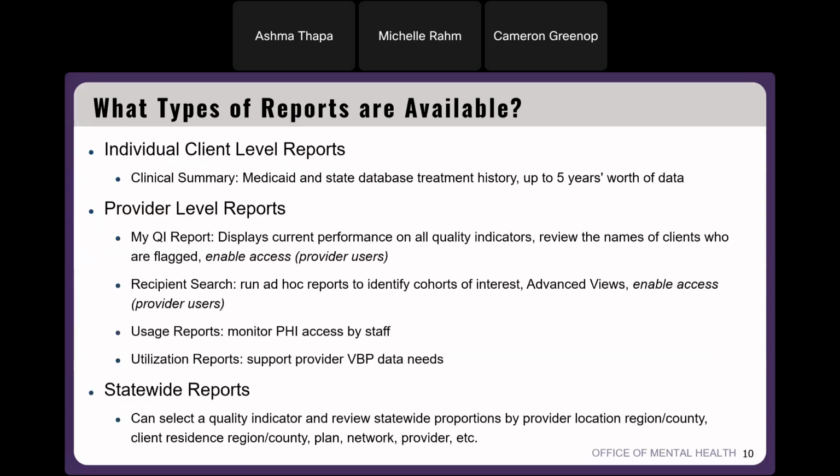Now we have a few different reports available in PSYCKES. We have our client level clinical summary, and that takes that Medicaid information and state database history up to 5 years worth of data for an individual. And then we have provider level reports. So this includes something like MyQI report, which displays that current prevalence rate and performance on all quality indicators for a provider. And you can even drill into a specific quality flag and review the names of clients who meet criteria for that flag. And then for provider users specifically, you also have the option to enable access with this report. And then we have recipient search.